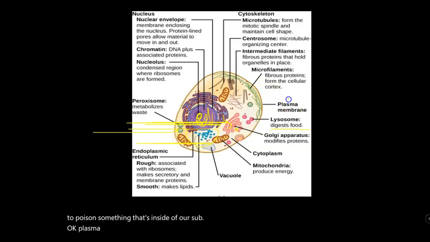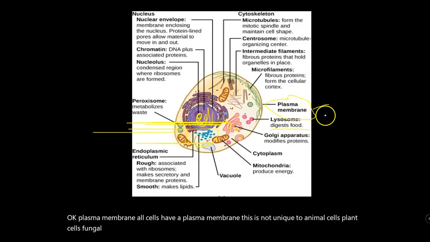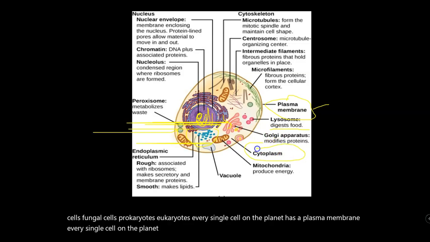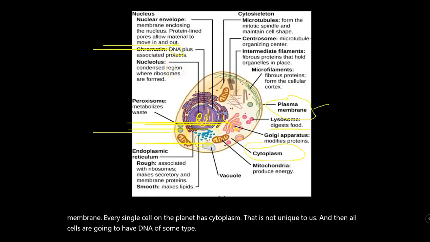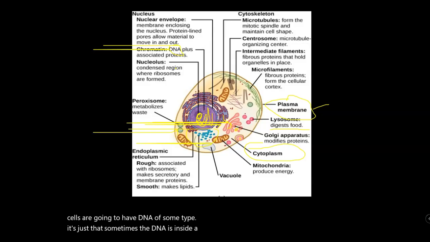Okay, plasma membrane. All cells have a plasma membrane. This is not unique to animal cells. Plant cells, fungal cells, prokaryotes, eukaryotes, every single cell on the planet has a plasma membrane. Every single cell on the planet has cytoplasm. That is not unique to us. And then all cells are going to have DNA of some type. It's just that sometimes the DNA is inside a nucleus and sometimes it's not. So those three things that I've circled, all cells have those.